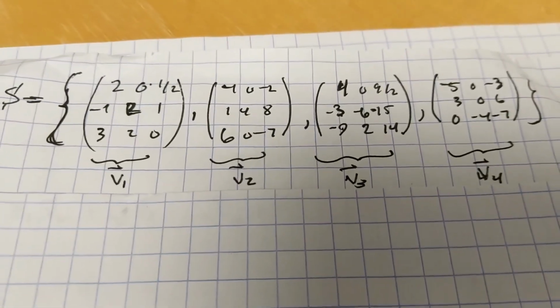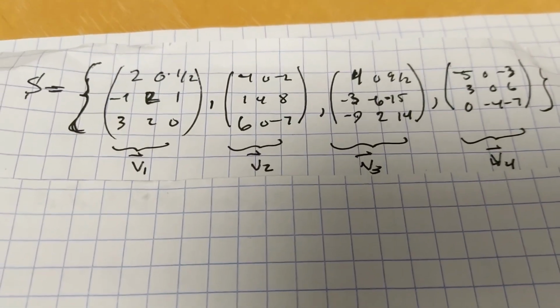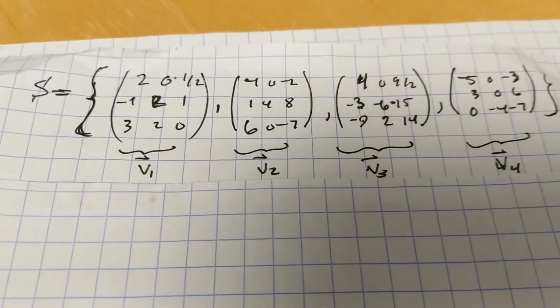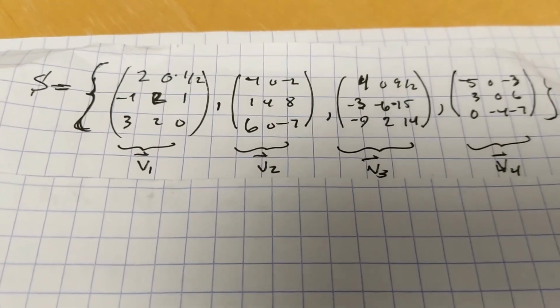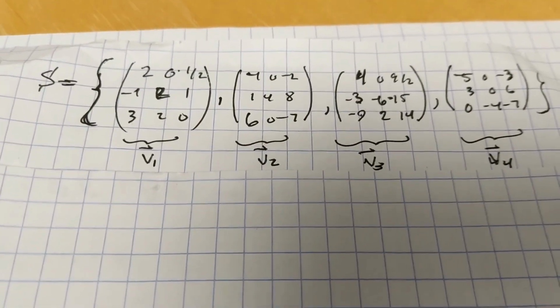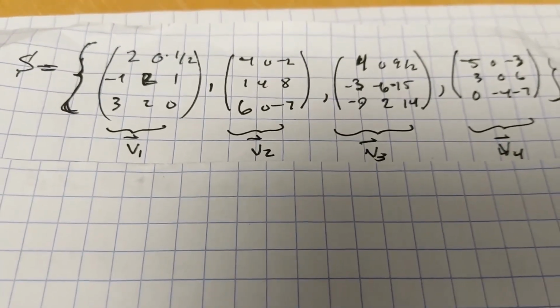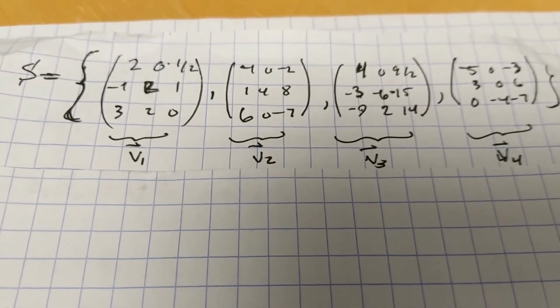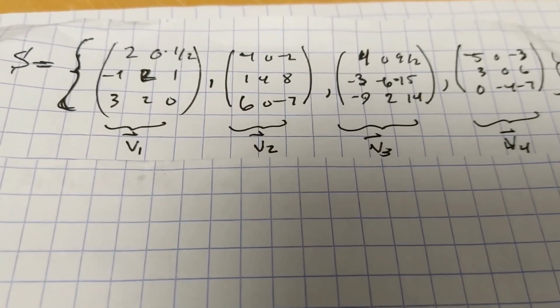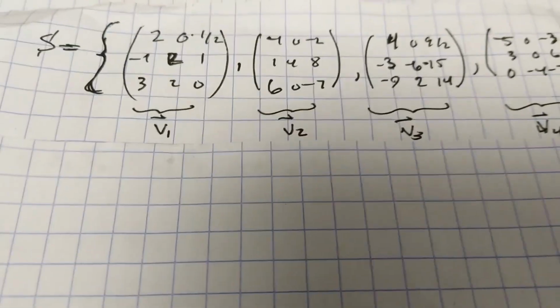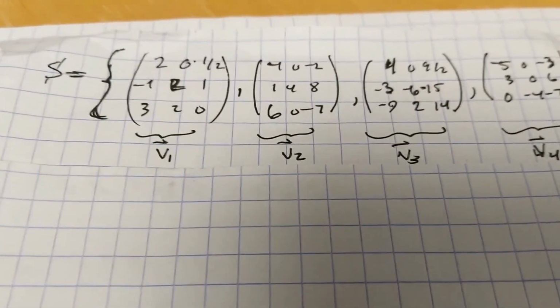For this first example, we're going to take a little bit different of an approach in filming this one, just because there is quite a bit of writing for this rather large basis set, or to check this set. So the first set that we're given is this set of 4 3x3 matrices. And so we want to know if the set is linearly independent.